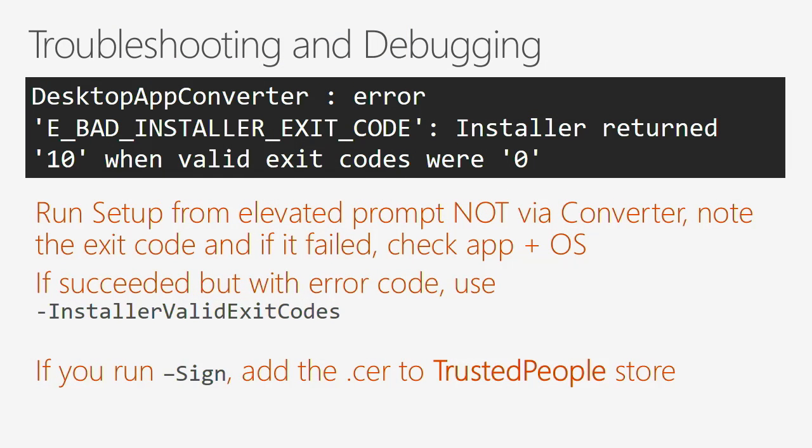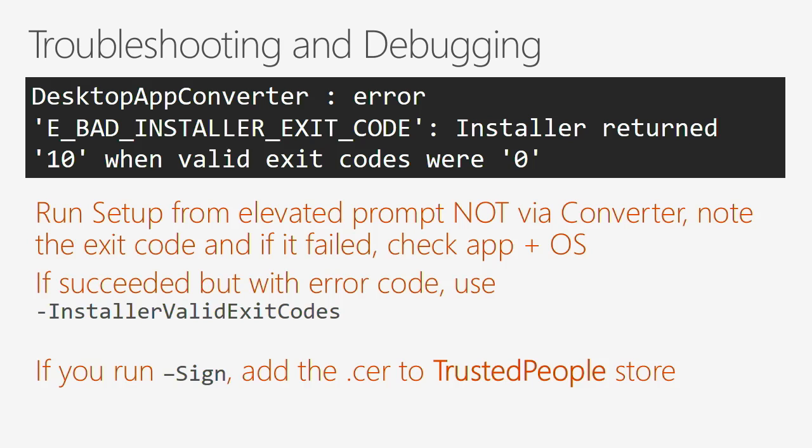So now that we've converted our app, one thing I did want to note is, as we've been working with partners to convert their apps, there's one error message that's been popping up from time to time. And what we're finding is oftentimes this is because of an issue with the MSI package itself. So I just wanted to give you a little tip and trick that we've been talking about internally. If you get this error message, bad installer exit code, where the installer returned 10 when valid exit codes were 0, what you want to do is go ahead and run setup from the elevated prompt, not via the converter, and note the exit code.